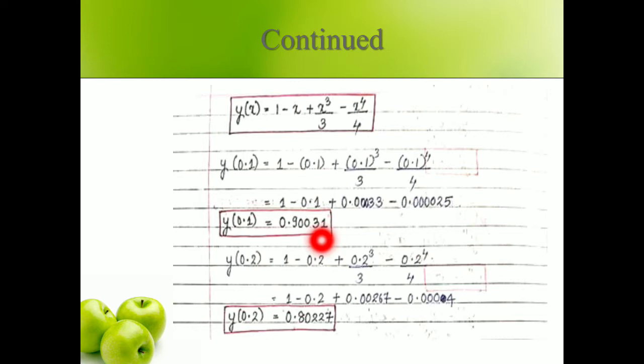To get y of 0.2, substitute the value of x in this polynomial equation as 0.2. We get y of 0.2 as 0.80227.